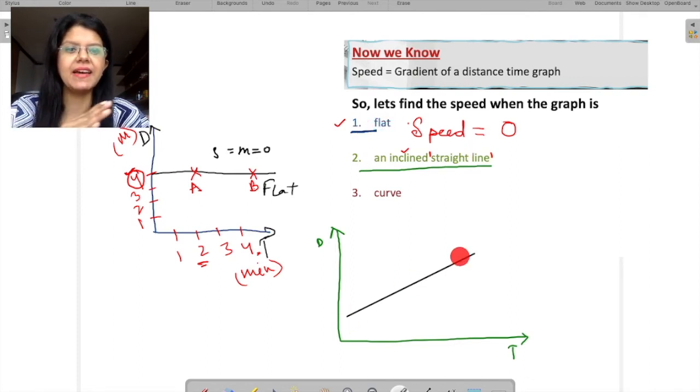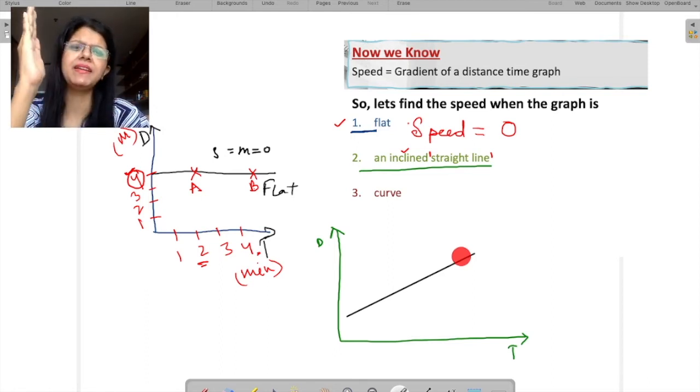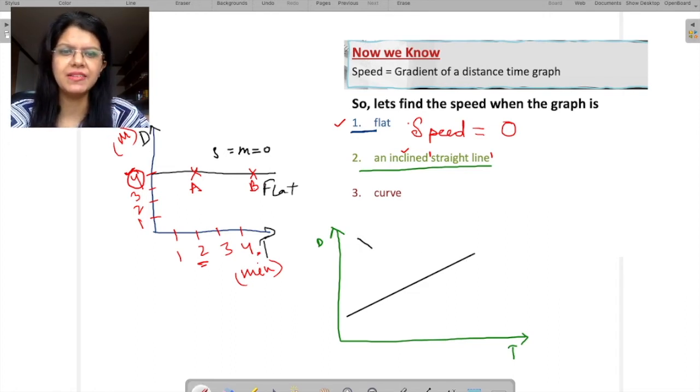It is inclined at an angle. It is not perfectly horizontal, but it is inclined. It can be inclined at any of the angles. It can also be inclined the other way around, right? But it has to be a straight line. So all these lines that you see here in the picture, line 1, line 2, line 3, they are straight lines.